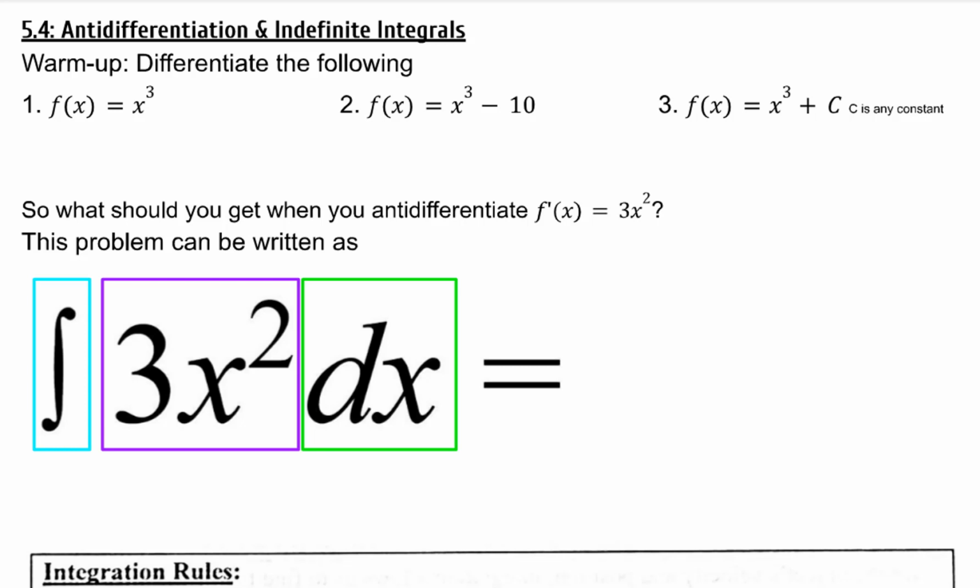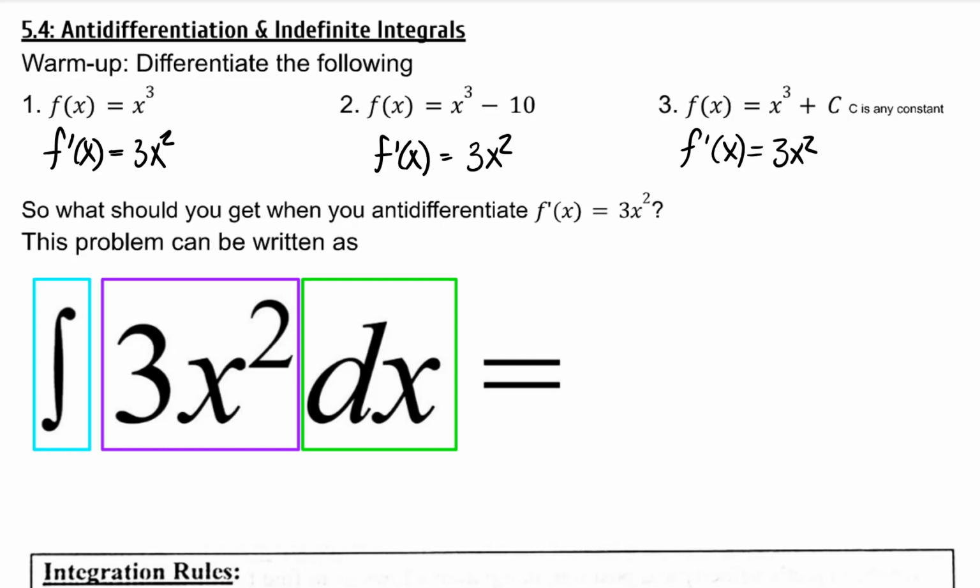Today we're going to learn about antidifferentiation and indefinite integrals. Go ahead and begin by differentiating the following. Remember that the derivative of any constant is just 0. So what should you get when you antidifferentiate? F prime of x equals 3x squared. How would you find f of x?